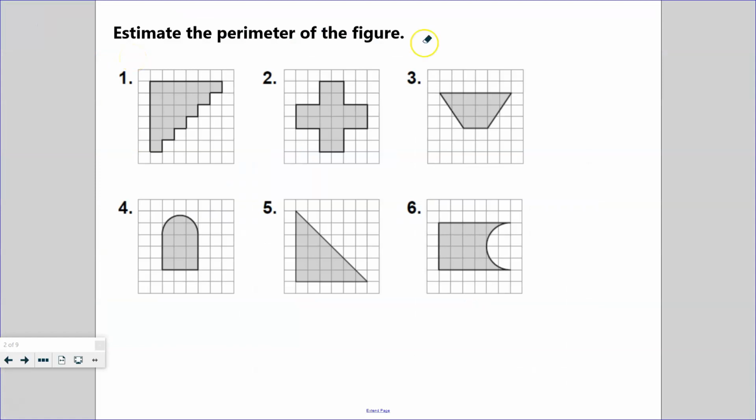All right, so moving forward, I'm going to push pause, let you do the rest of your estimation, and then we'll come back and do a little check-in.